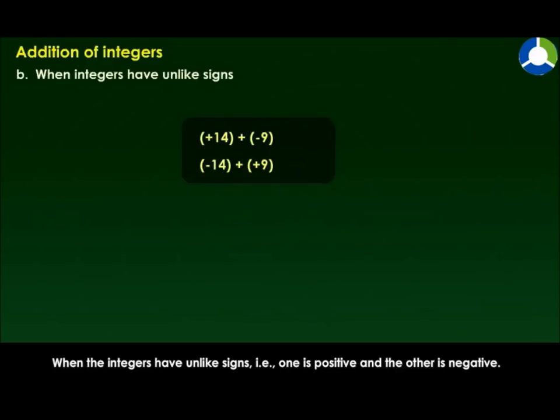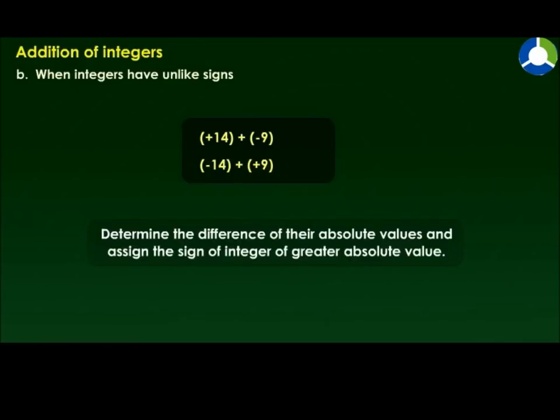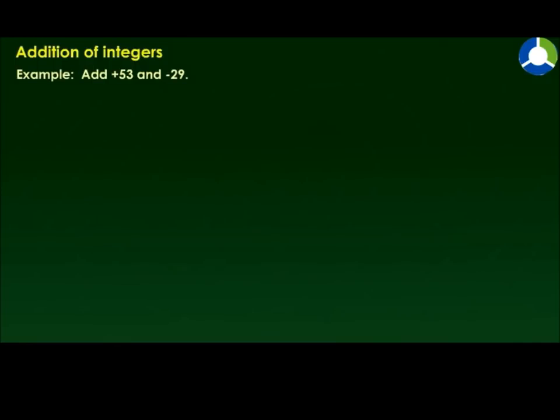When the integers have unlike signs, that is, one is positive and the other is negative, determine the difference of their absolute values and assign the sign of the integer of greater absolute value. Example, add positive 53 and negative 29.